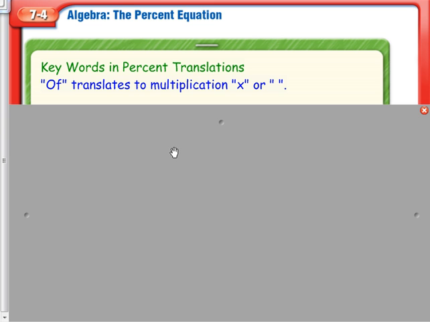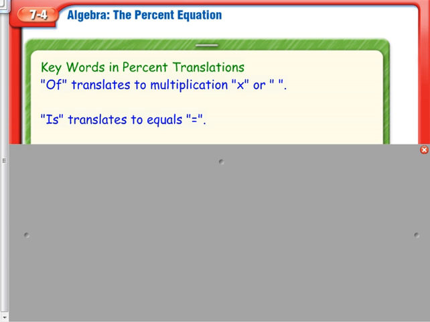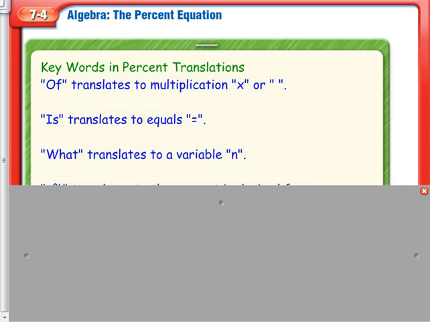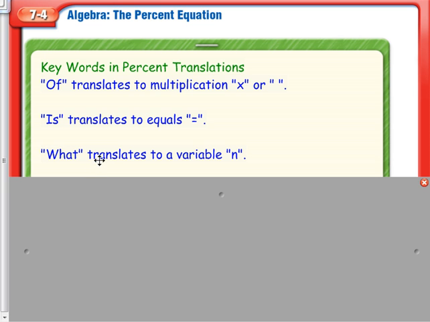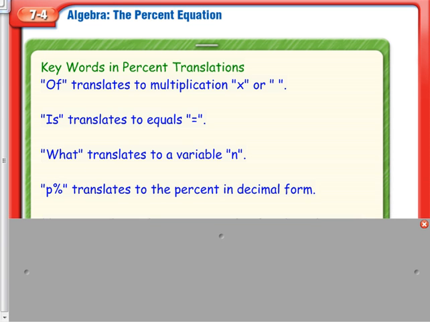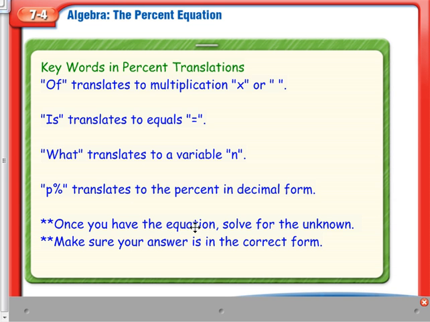First of all, it all starts with translating your sentence into a math problem. Whenever you see the word "of," we have to turn it into a multiplication problem. Whenever you see the word "is," we have to turn it into an equals sign. Whenever you see the word "what," it translates to a variable. N is what I always like to use. And whenever you see a percent, we have to convert it to the decimal form to be able to use it in an equation. Now, once you have the actual equation formed, you need to solve for the unknown variable.